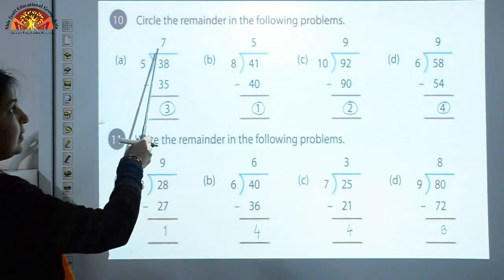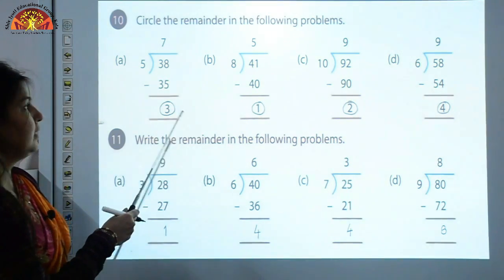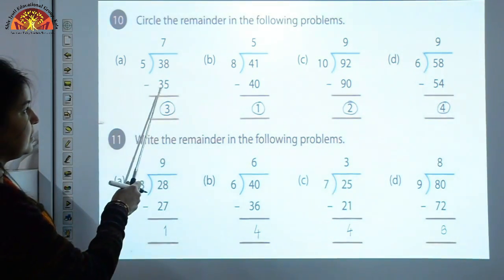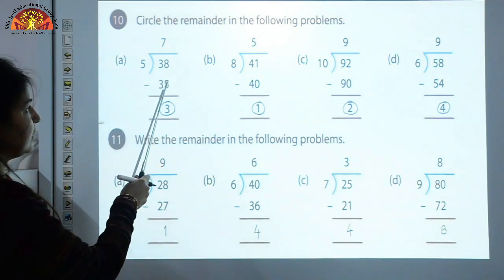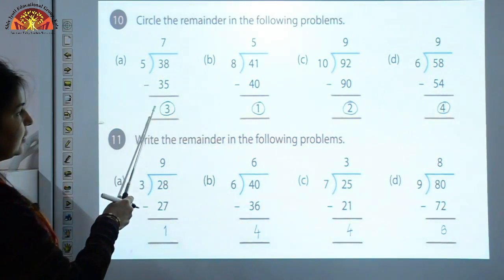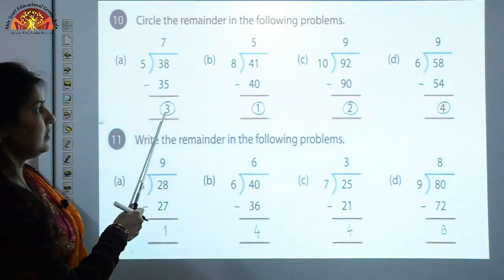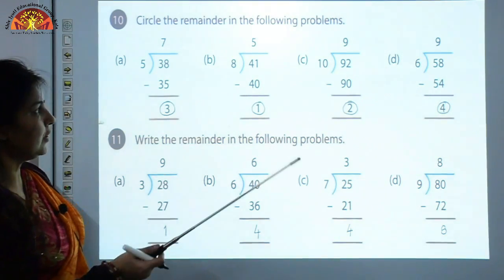So 7 is written here and we will write 35 just below the 38, and we will subtract these numbers. 8 minus 5 is equal to 3 and 3 minus 3 will be 0. So what is the remainder here? Here the remainder is 3.